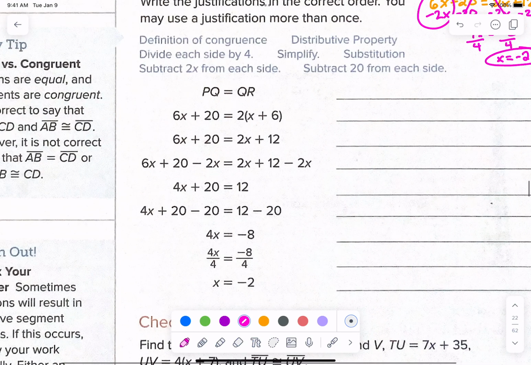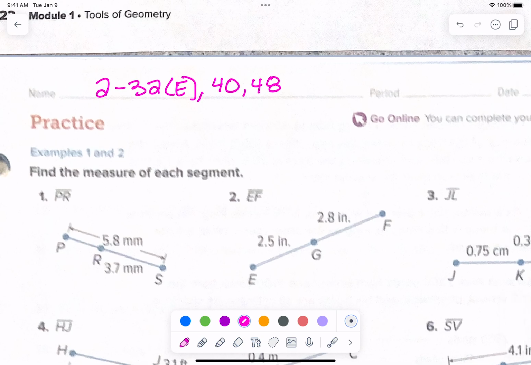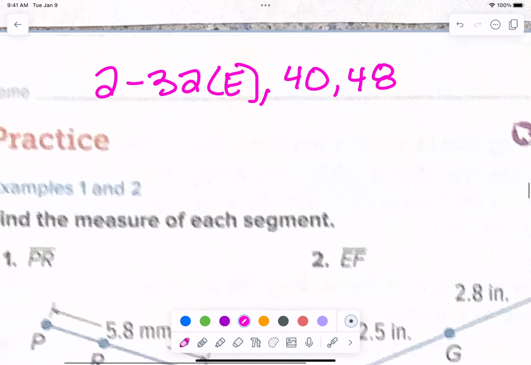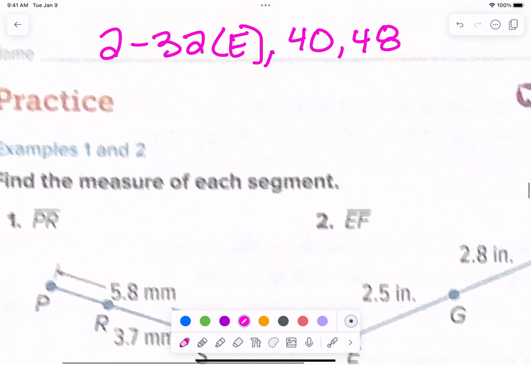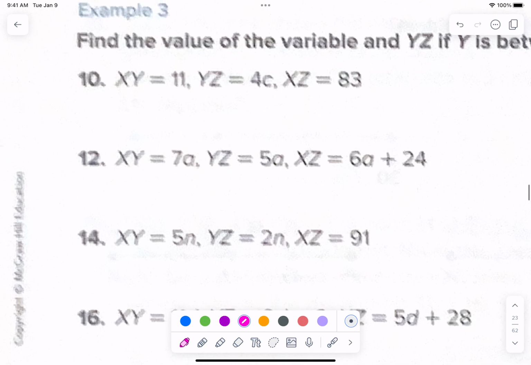Is that it? Hey, look at that. We're all done. 2 through 32 the evens, 40 and 48. We're going to do number 10 together real quick. 2 through 32 evens, 40 and 48. Some of them are real fast, especially like the first 8. 2, 4, 6, 8. Those are real fast. Add them together. Let's do number 10 real quick because they do not give you a diagram for number 10.